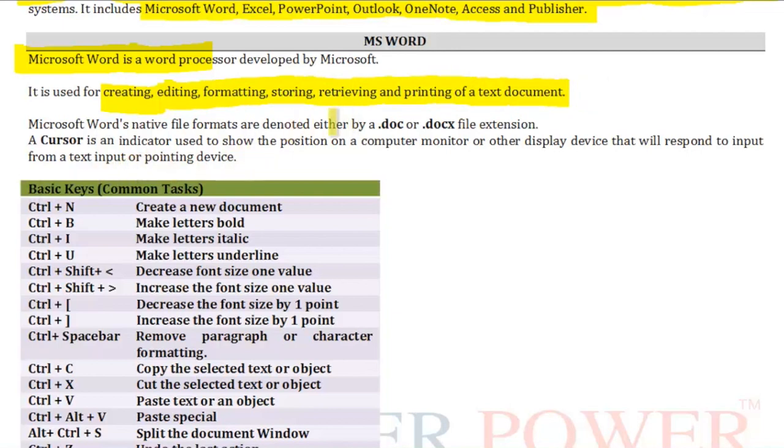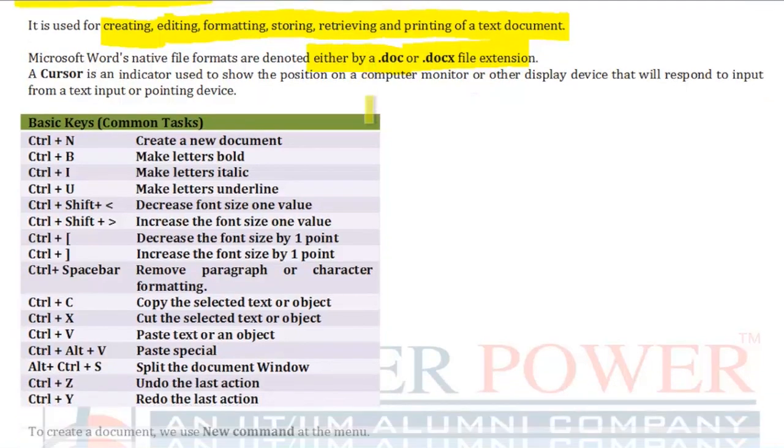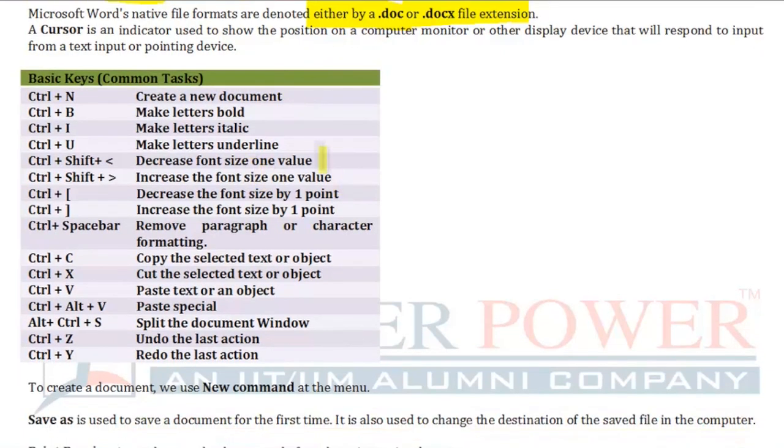The file extensions, yes, they may ask file extensions in examination, like .ppt is the file extension of what, or .docx is the file extension of what. So you must know that .doc or .docx is the file extension of a Word file, that is a Microsoft or MS Word file. Here you can see on the table some basic keys. These keys are also asked in examination. They may ask their function, or they may ask which key performs which function. These combination keys are also known as the shortcut keys.